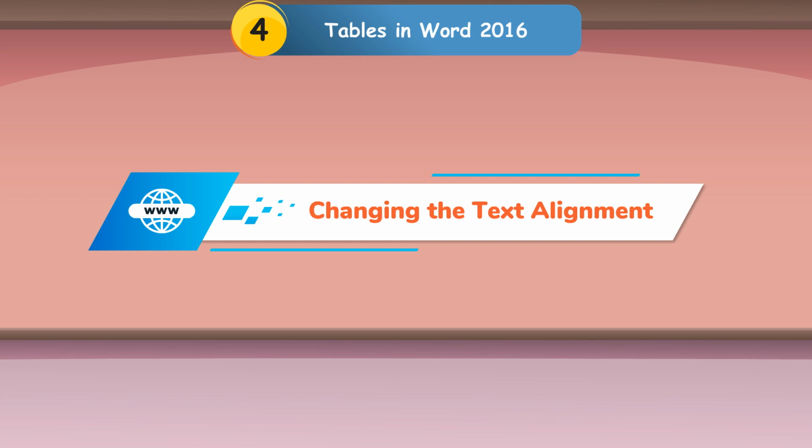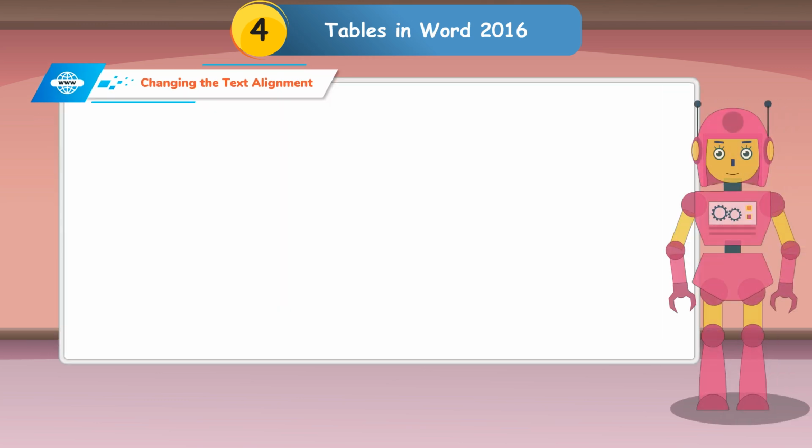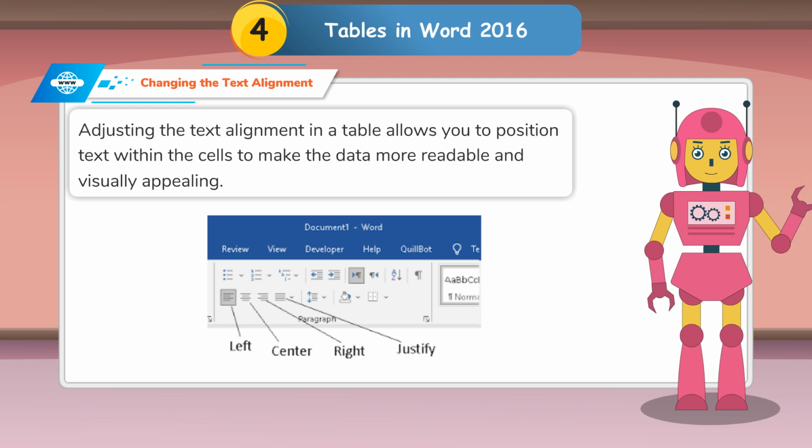Changing the text alignment. Adjusting the text alignment in a table allows you to position text within the cells to make the data more readable and visually appealing.